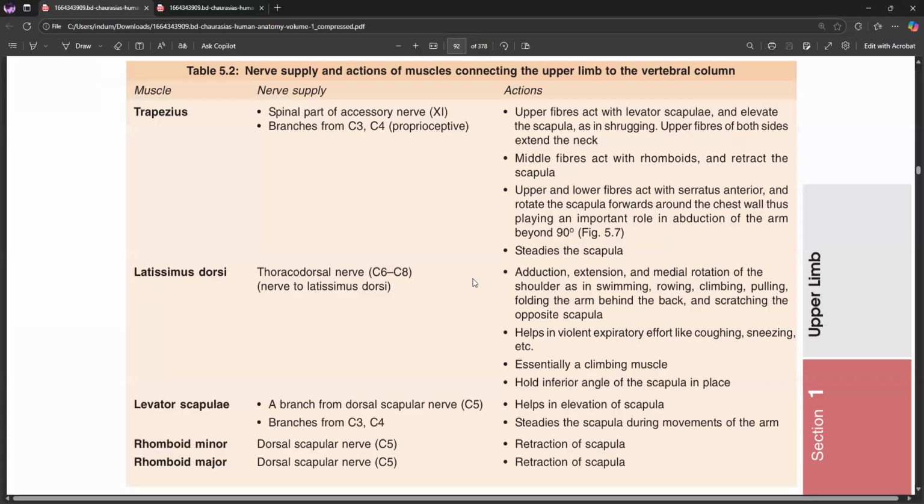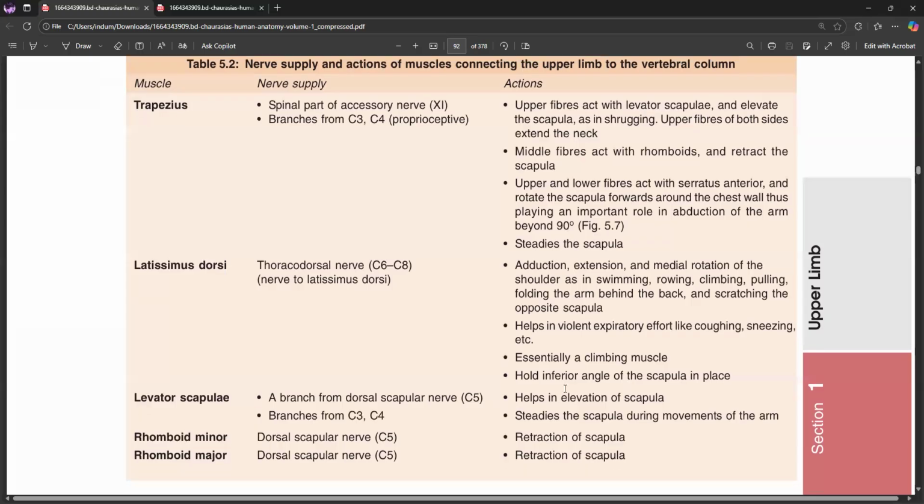Adduction, extension, and medial rotation of the shoulder as in swimming, rowing, climbing, pulling, folding the arm behind the back, and scratching the opposite scapula. Helps in violent expiratory effort like coughing, sneezing, etc. Essentially a climbing muscle. Holds inferior angle of the scapula in place.